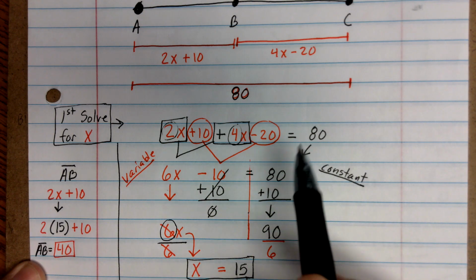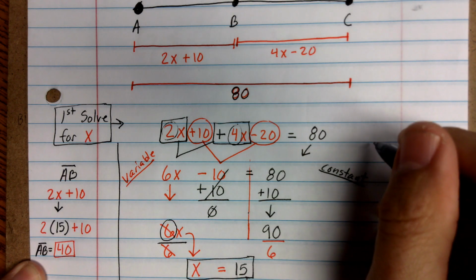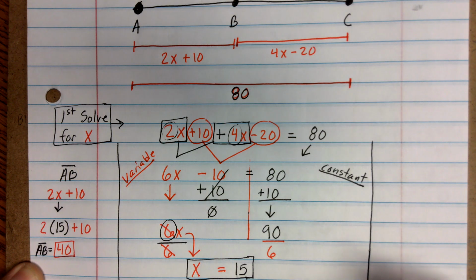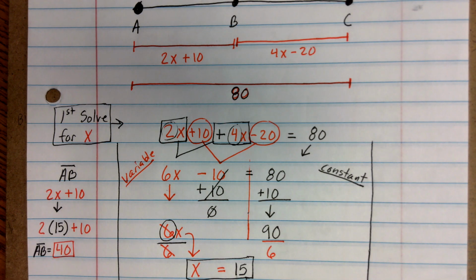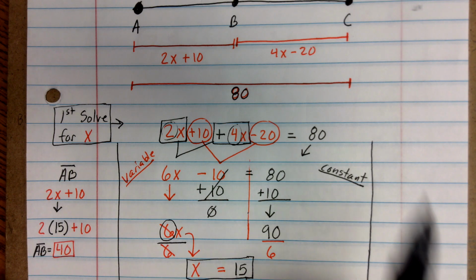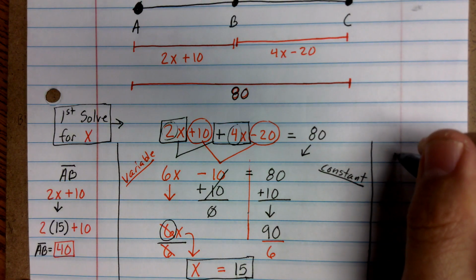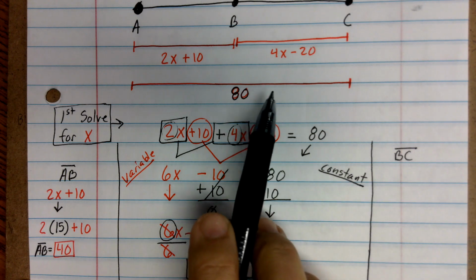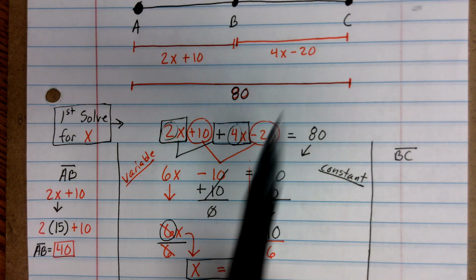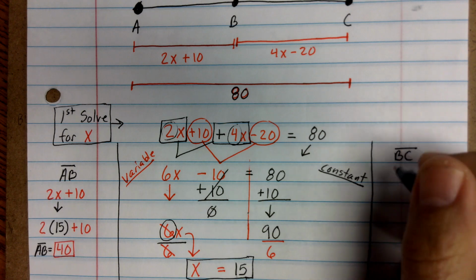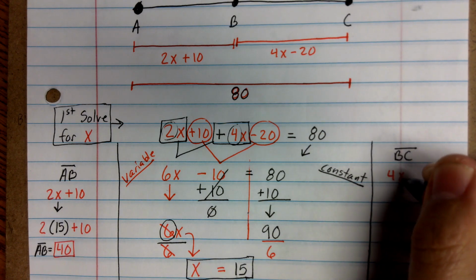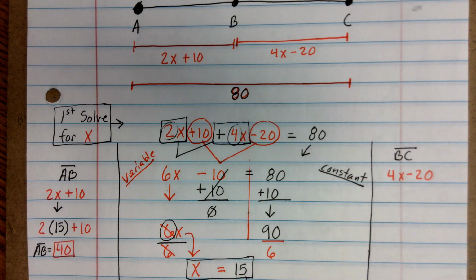But now we've got to go ahead and solve for BC. So now we're just going to follow the same process for BC. So I'm going to go ahead and write that over here. So this is line segment BC. And it says 4x minus 20. That was given to us in a story. So I'm going to write that underneath it. 4x minus 20.